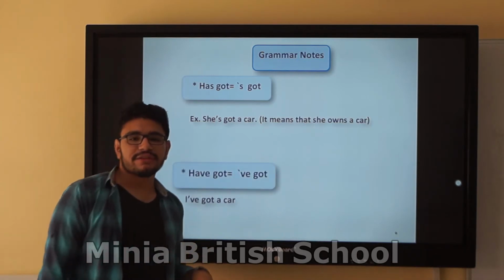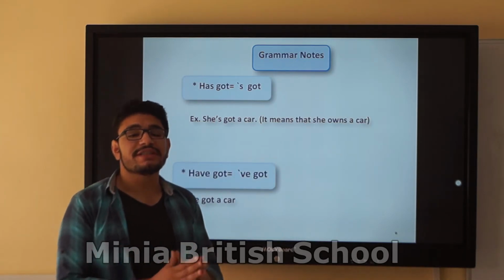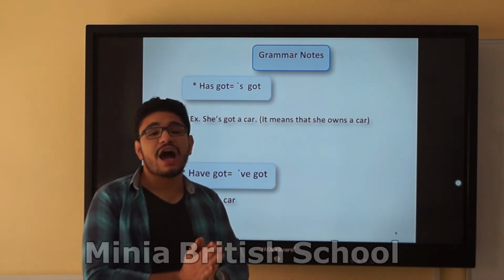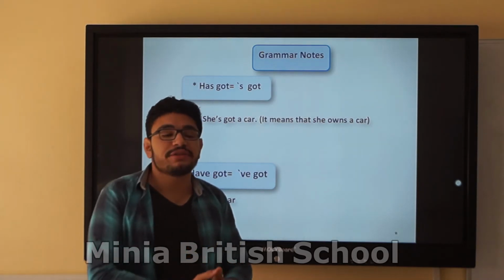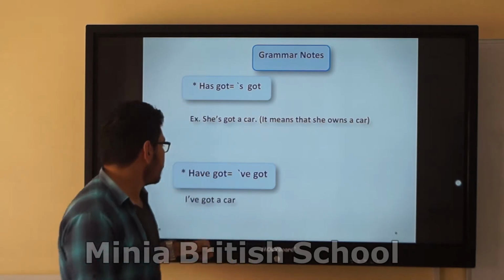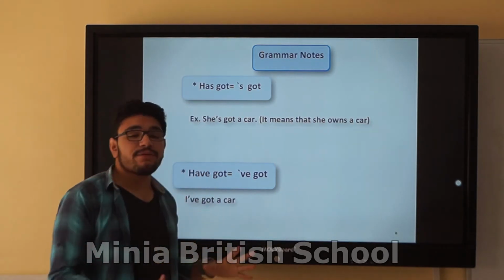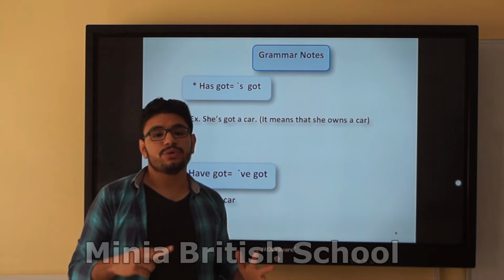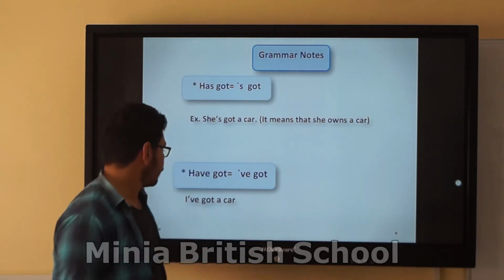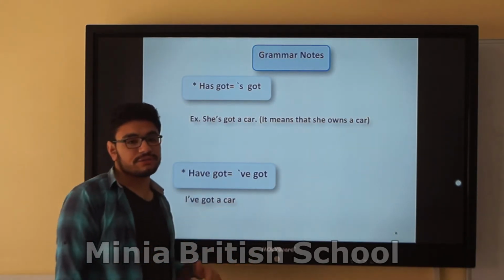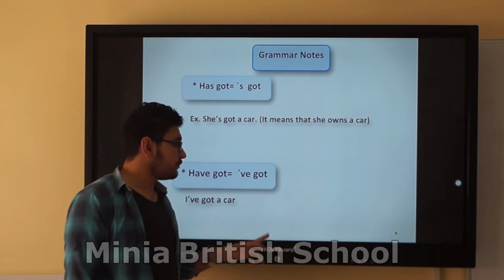What about have got? The short form of have got is 've got, like I've got, we've got, they've got. Here we use have with I, we, they, or you. For example, I've got a car.